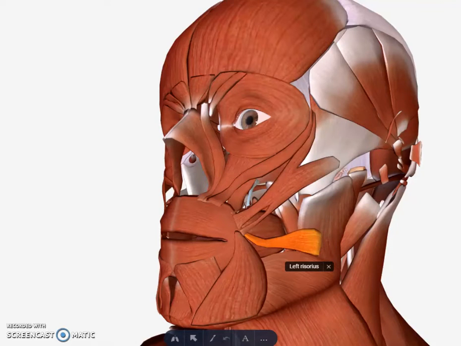This is the risorius. It contributes to smiling and frowning. The origin is the mouth angle. The insertion is the platysma and masseter muscles.